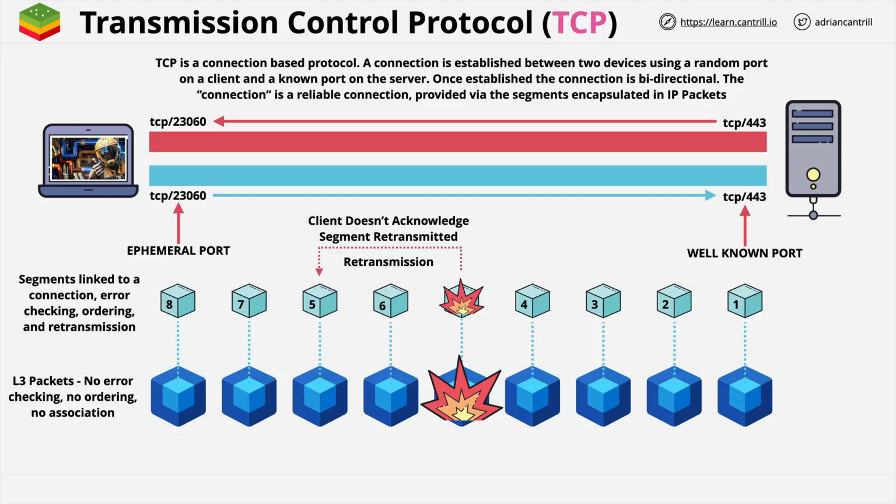Now this is important to understand because from a layer 4 perspective, you will have two sets of segments, one with a source port of 23060 and a destination of 443, and ones which are the reverse, so a source port of 443 and a destination of 23060.